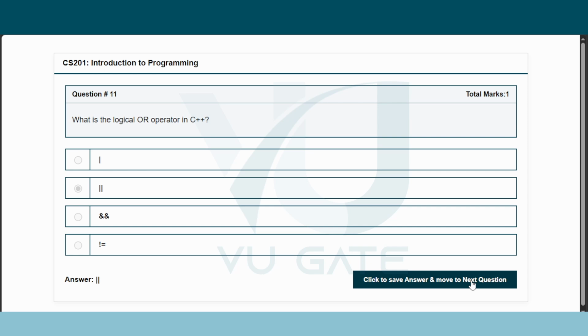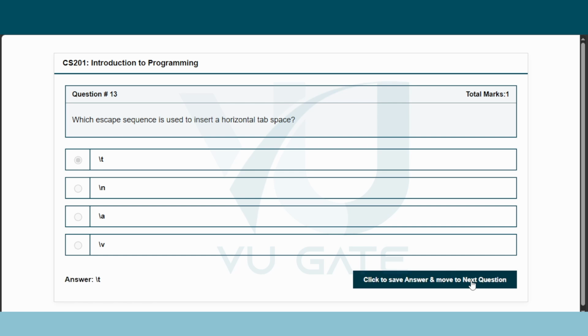Now for question 12. Which escape sequence is used to move the cursor to a new line? The correct answer is \n. Let's look at the 13th question. Which escape sequence is used to insert a horizontal tab space? The correct answer is \t.